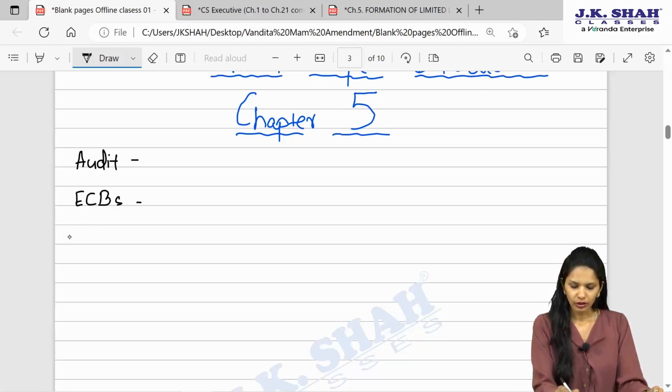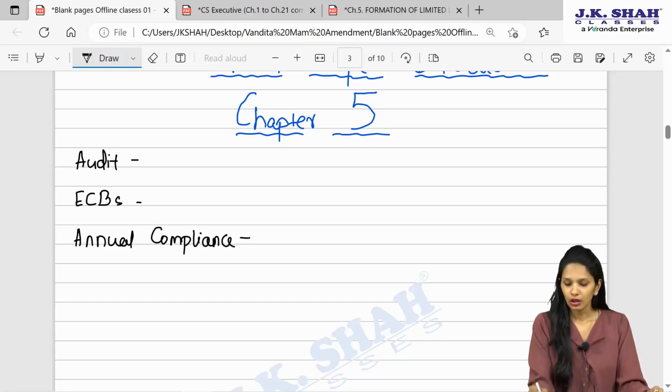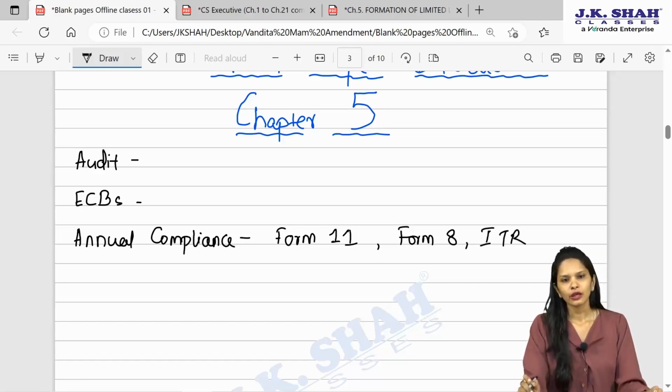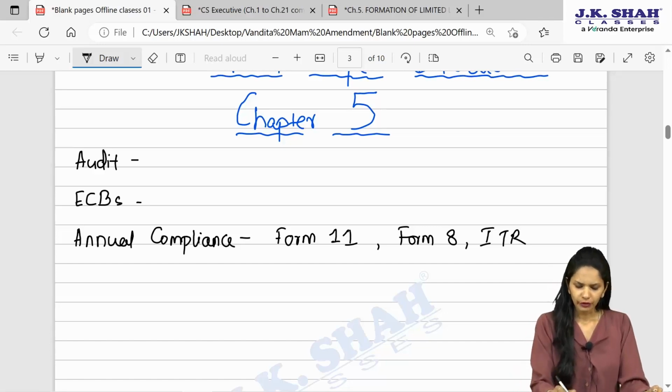And the next important provision is the annual compliances of LLP. Okay, so in this annual compliance you have to write about, first of all, Form 11, then you have to write about Form number 8, and last one about your income tax return filing. So these 3 concepts are very important. Apart from that, they are repetitively asking you the procedure to change the name of LLP.